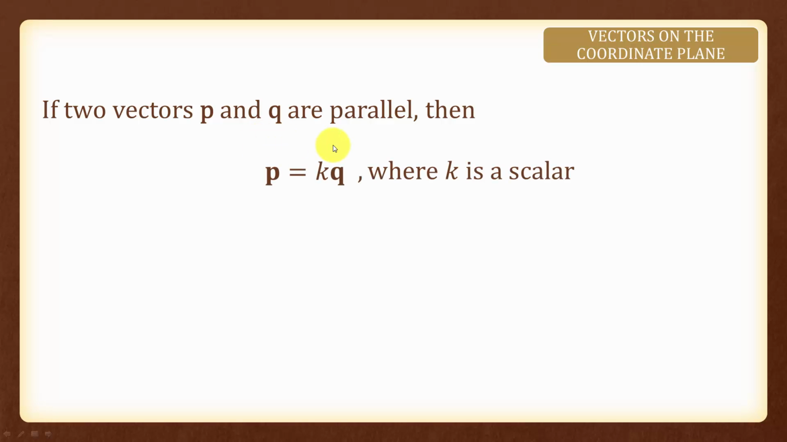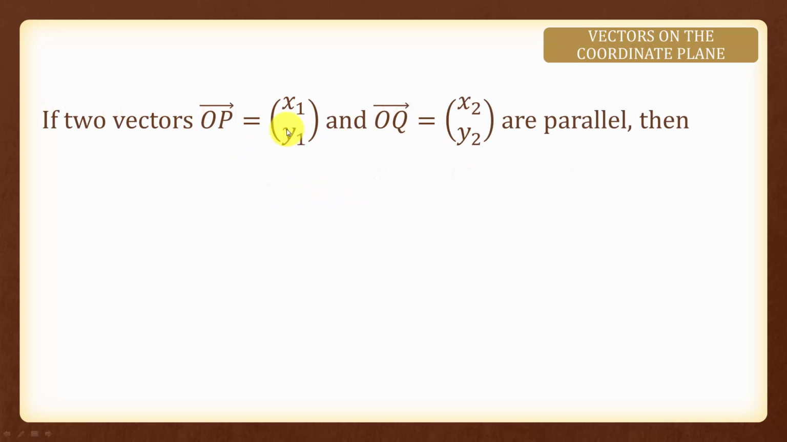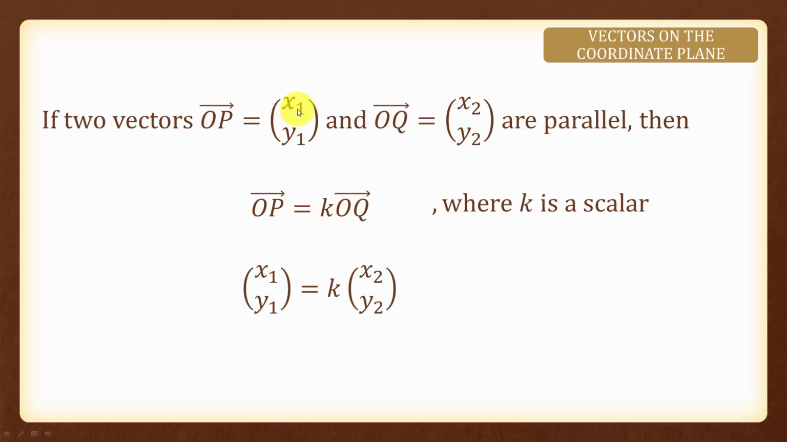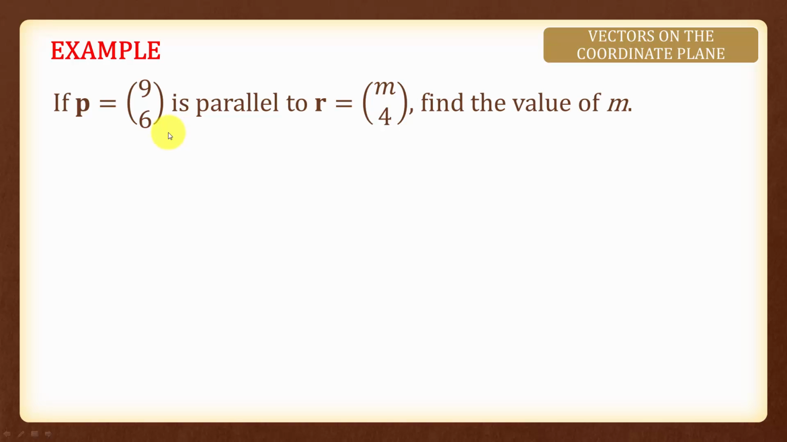Now, if two vectors are parallel, then they are scalar multiples of each other. In terms of column vectors, if these two column vectors are parallel, vector OP will be equals to k times vector OQ, and hence column vector (x1, y1) will be equals to k times column vector (x2, y2). Let's look at an example here. If vector p is equals to (9, 6), and it is parallel to vector r, which is equals to (m, 4), we are asked to find the value of m.